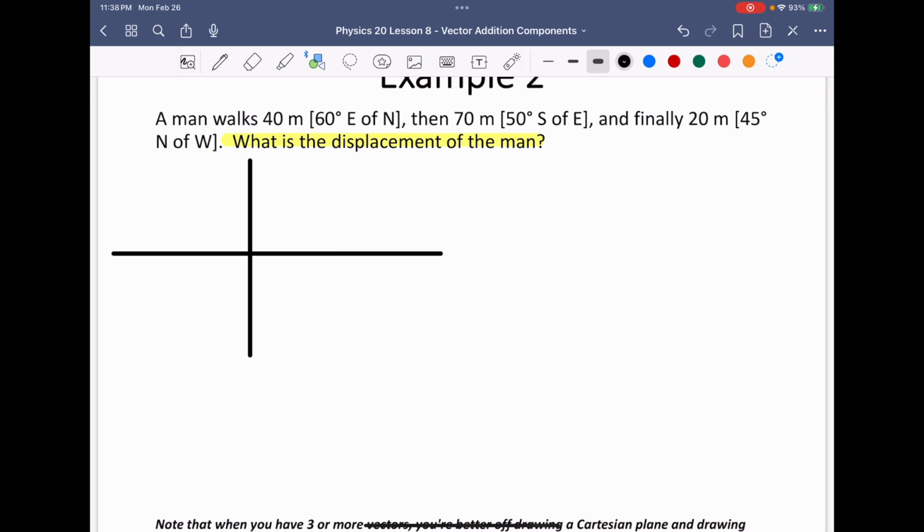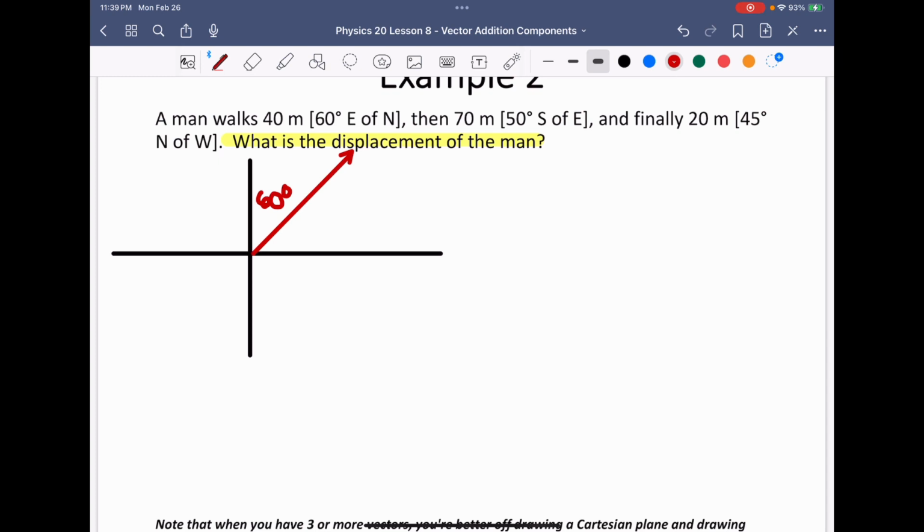Now, what we're going to do is start off with the man's first journey, 40 meters, 60 degrees east of north. So in red, let's start off with that. It's going to be in quadrant 1. We're going to write in that this is 60 degrees here, so 60 degrees on the interior because it's east of north, or heading towards the east from the north.